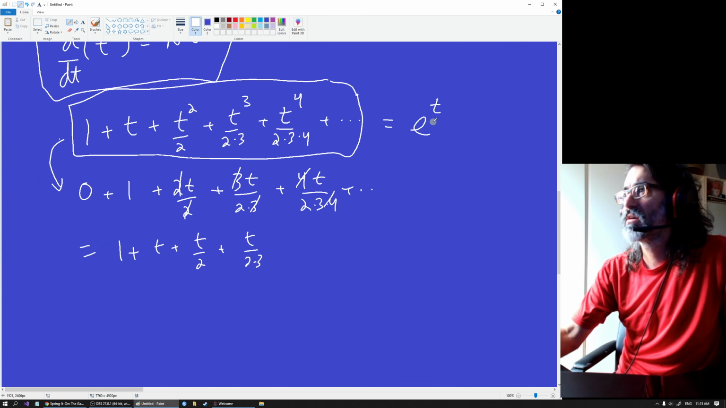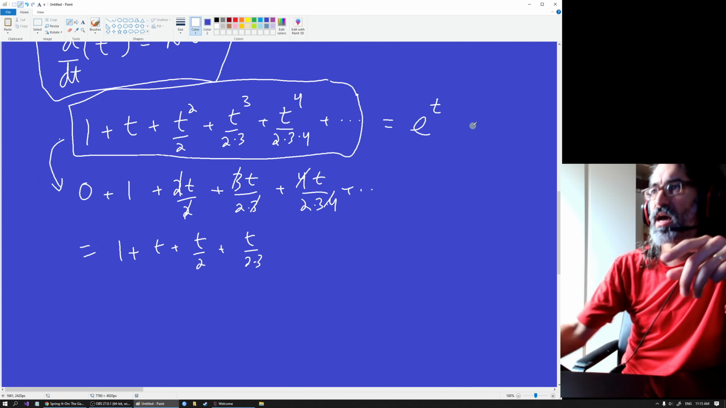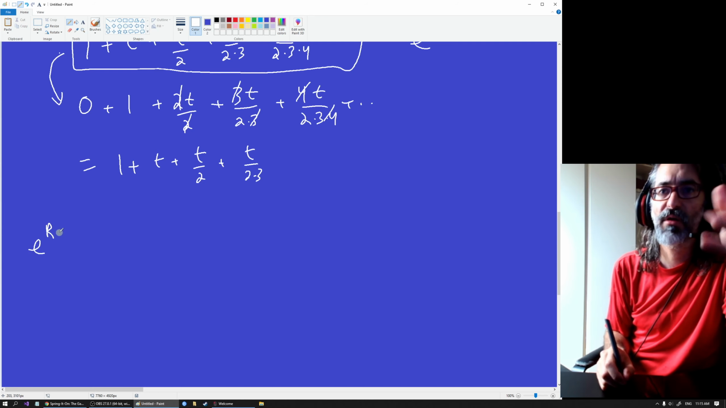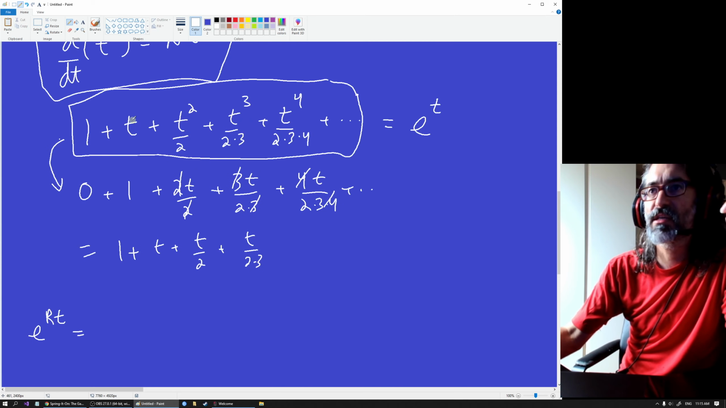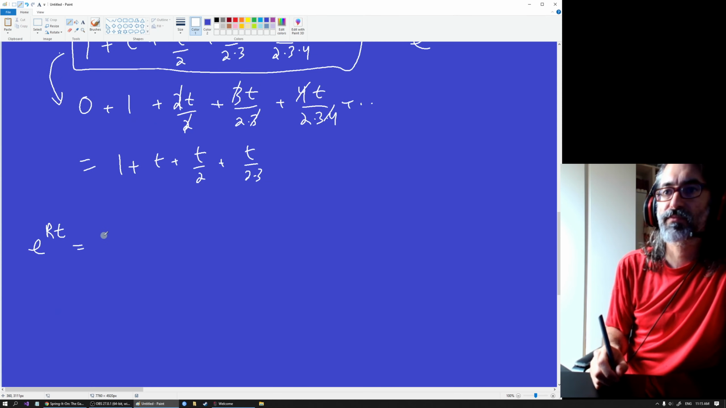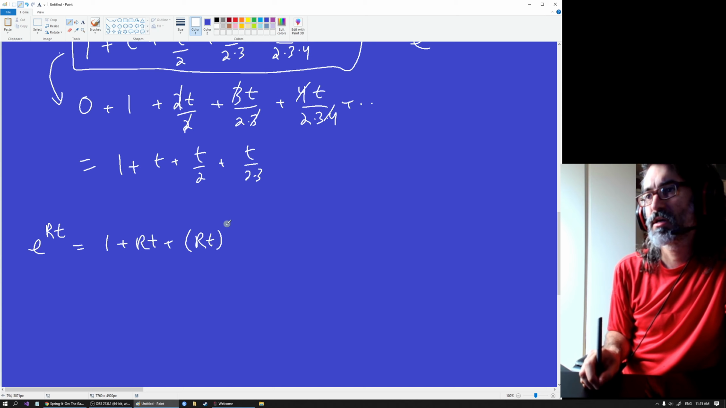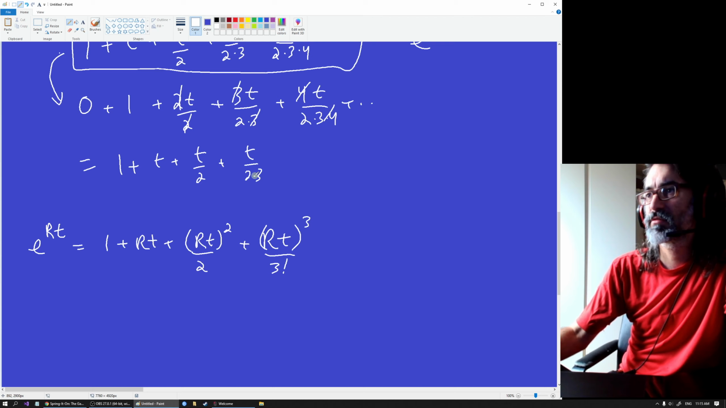Now I think we're ready to try something. We have this function here. Okay, let's do something else before. Let's say we have e to the rt, where r is some number. What is this? If we plug rt instead of the t here, it's going to look like 1 plus rt plus (rt)^2 over 2 plus (rt)^3 over 3 factorial. So these are factorials, obviously.